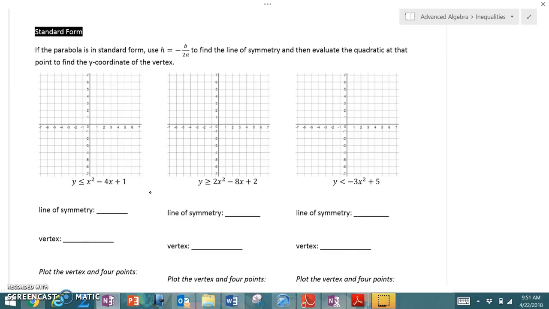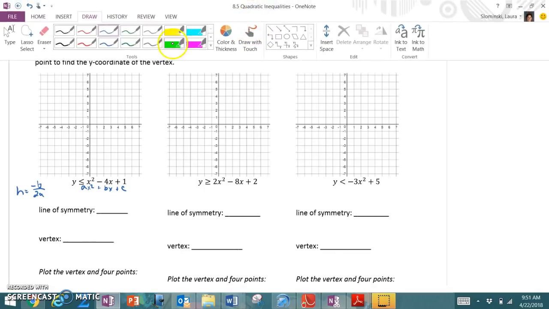Now, this is a review of how to do that. If it's in standard form, we need to remember that h, which is the first component of the vertex, is negative b over 2a. That's how we find the line of symmetry as well. I would actually say you probably don't need the line of symmetry, but when we did learn it, we did talk about learning it that way. Now remember, this is in ax squared plus bx plus c form. Because the reason we need that is we need to find h, which is the opposite of b, over 2a. So we need to be able to identify what a and b are.